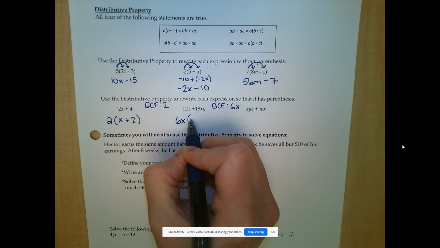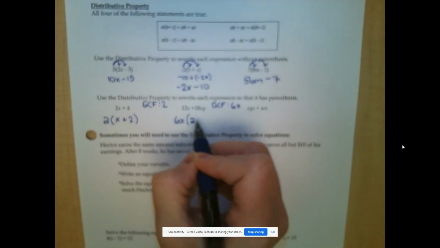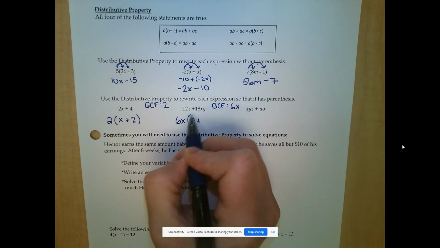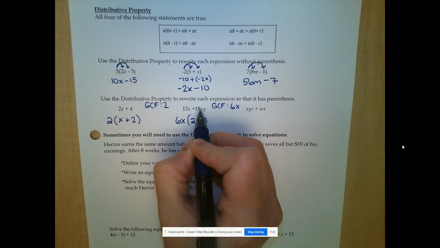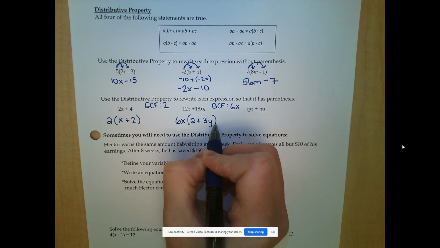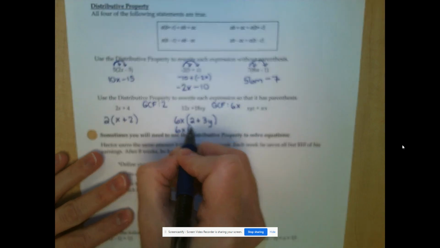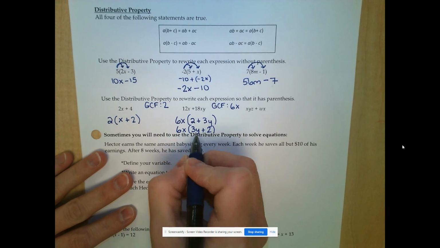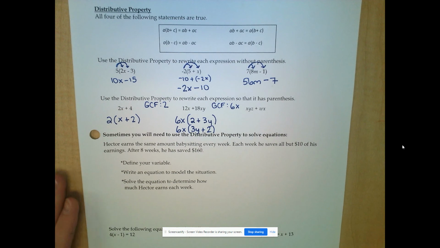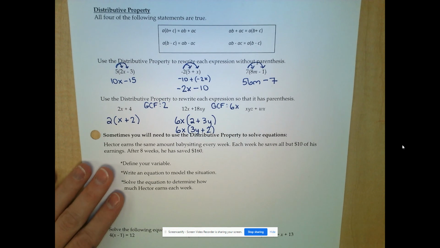12 divided by 6 is 2. X divided by x cancels. Plus, 18 divided by 6 is 3. X divided by x cancels, and you still have the y. Now, I will mention that you will most of the time see the 3y plus 2. Again, so the term with the variable gets listed first, even when it's in parentheses.